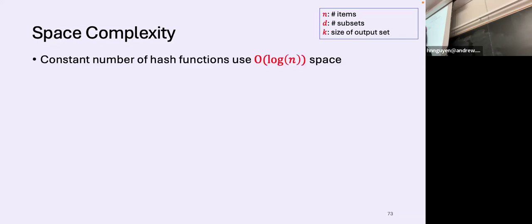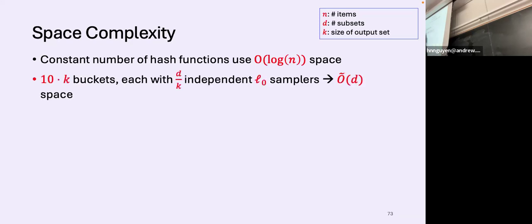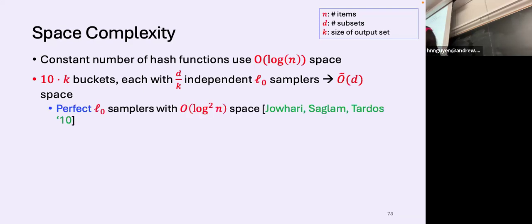All right. And so basically, correctness essentially just follows from everything. So I'm just going to talk about the space. I have a constant number of hash functions, just using like log space. And my main space is coming from my 10k buckets. Each of them has d over k L0 samplers.